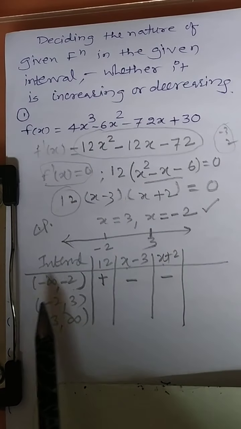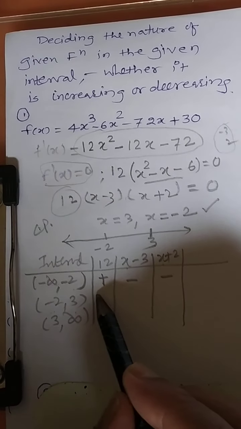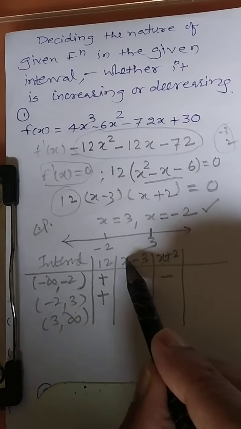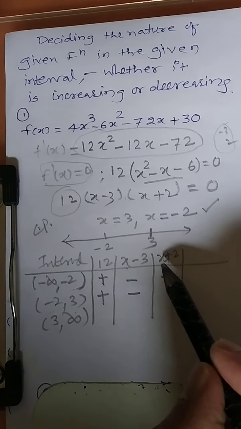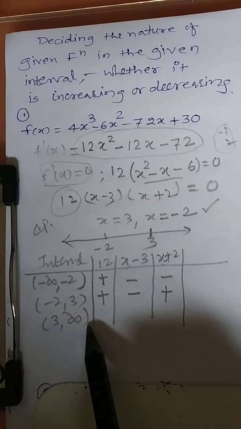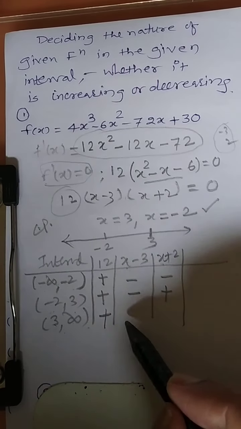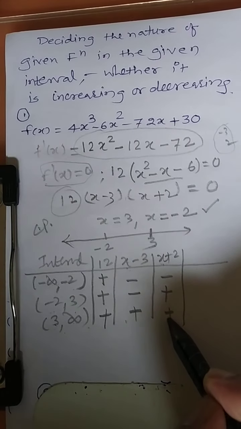Now for minus 2 to 3, I can consider 0. If you put 0 here, you will get a negative value. If you put 0 here, you will get a positive value. Next one, 3 to infinity. This is always positive, no issue. For 3 to infinity, if you put 4, then positive. If you put 4 here, then positive.